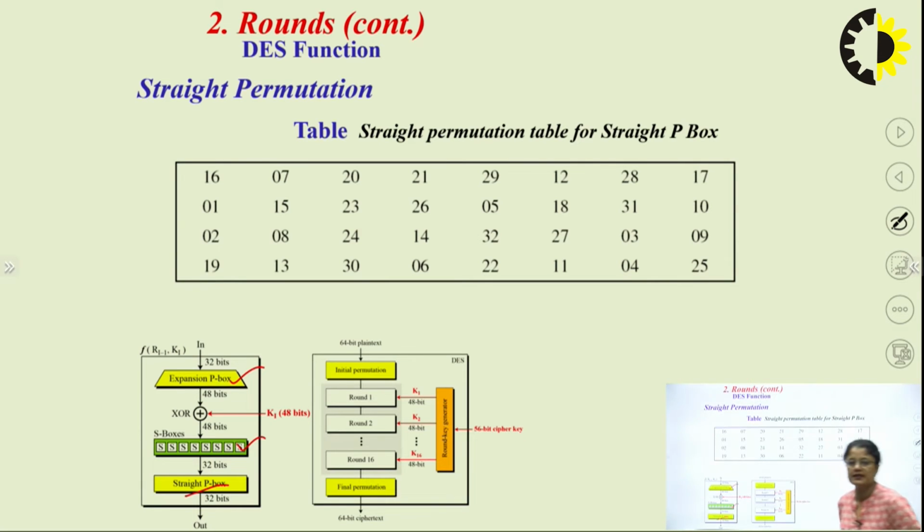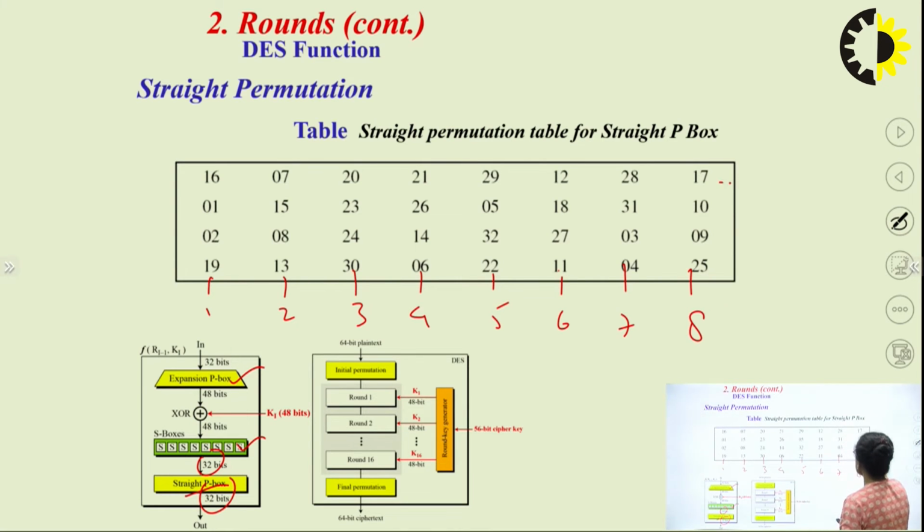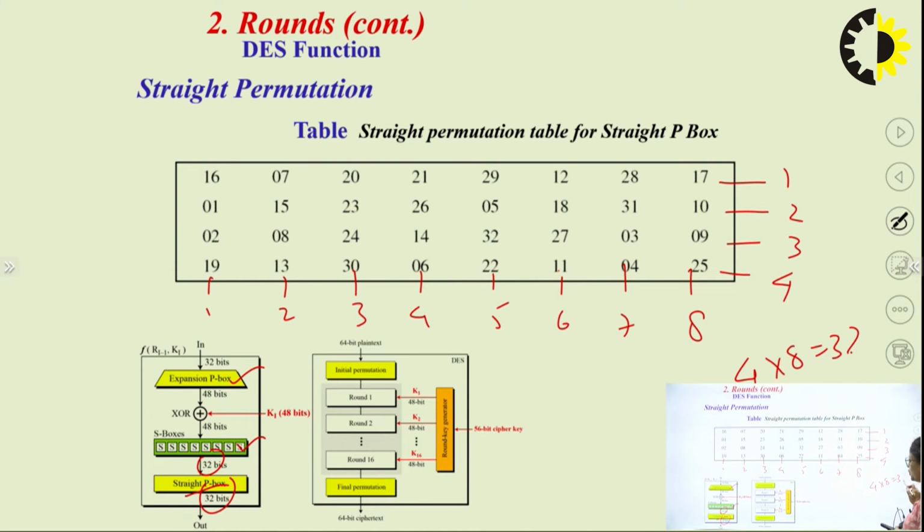Now the next topic is the straight P box. What exactly does a straight P box do? It just does the permutation, a straight permutation. Straight permutation means the number of inputs and the number of outputs is the same. A 32-bit input gives a 32-bit output, and this is the permutation pattern. You have 8 columns and 4 rows, so the total number of entries is 4 into 8, which is 32.